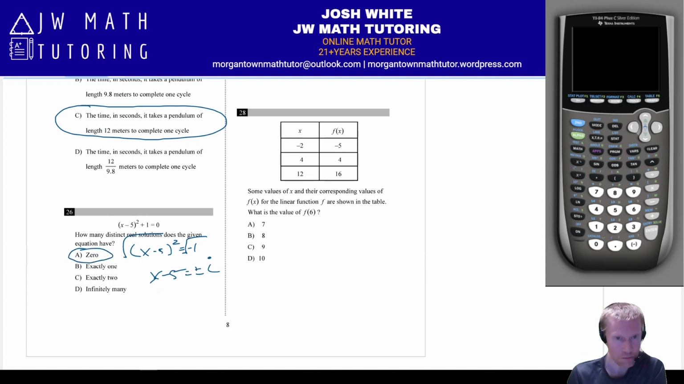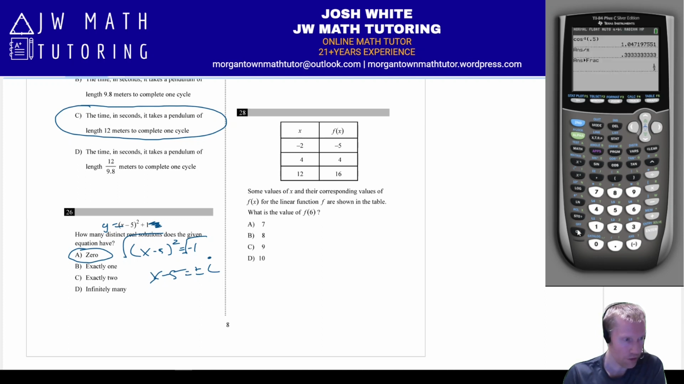0 real solutions. An alternate way that you could do this is you could go ahead and graph out this equation. So in other words, graph out y equals x minus 5 squared plus 1. And then what you'll see is there are no values on the graph where it crosses 0. In other words, there are no x-intercepts, which means there are no real solutions.